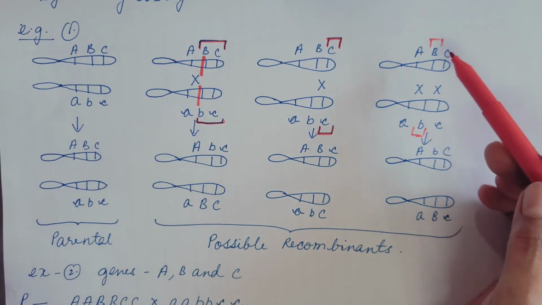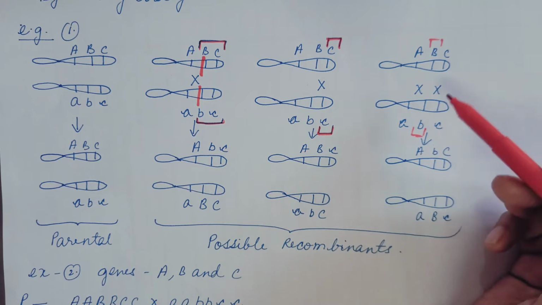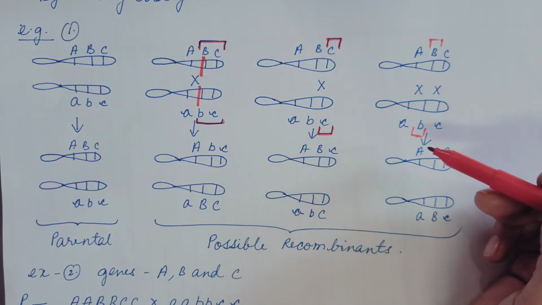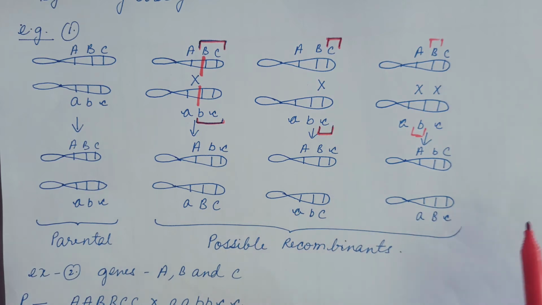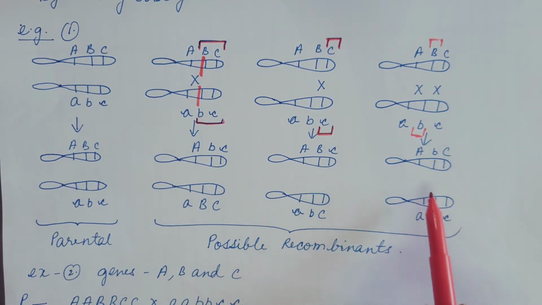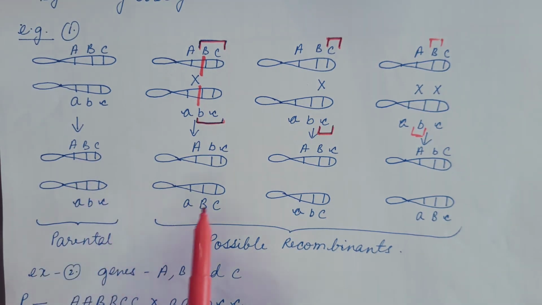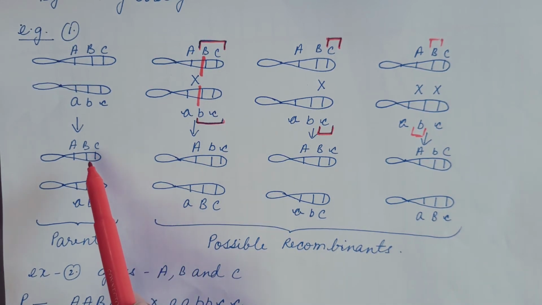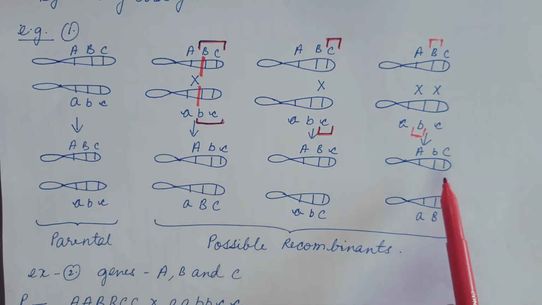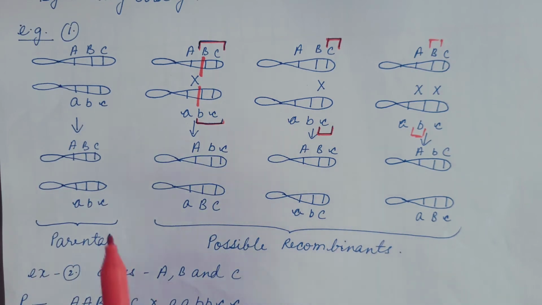So here only the middle gene is exchanged. Capital B is exchanged with small b. From this we can conclude that in the process of double crossover, only the middle gene is exchanged. So these are the parental gametes, and these are the possible recombinants or crossover gametes. Hence, we can say there is the possibility of 1, 2, 3, 4, 5, 6, 7, 8, so we can get 8 different types of gametes.